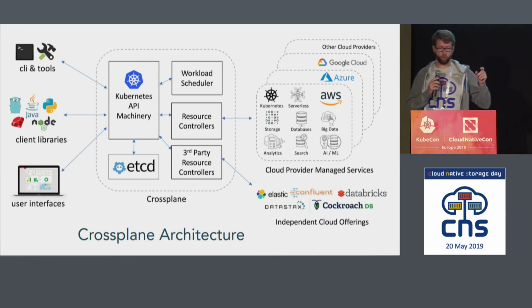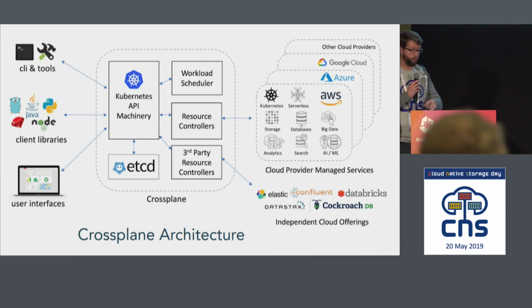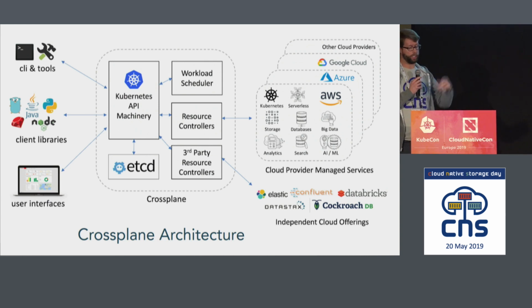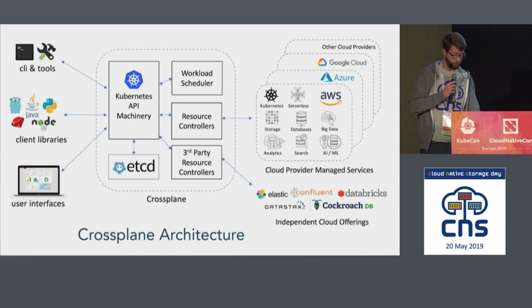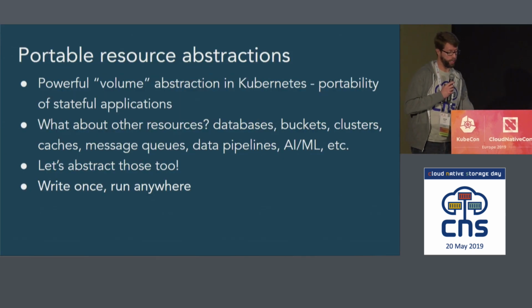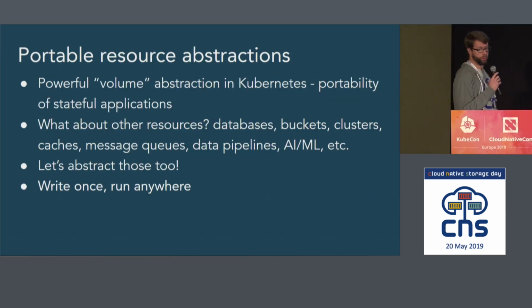And then we have a set of controllers that are talking to all the clouds. On the right here, you can see Amazon, Azure, Google Cloud, et cetera. So this one control plane is spanning all the cloud providers to be able to talk to all of them and control resources there. We kind of talked about the portable resource abstractions.